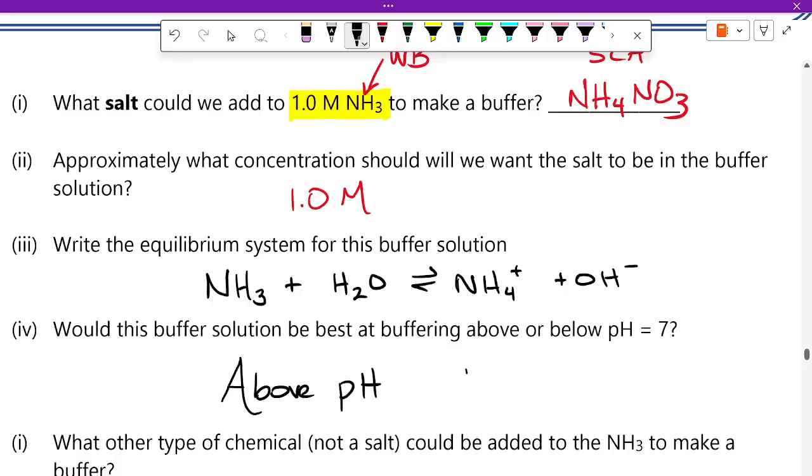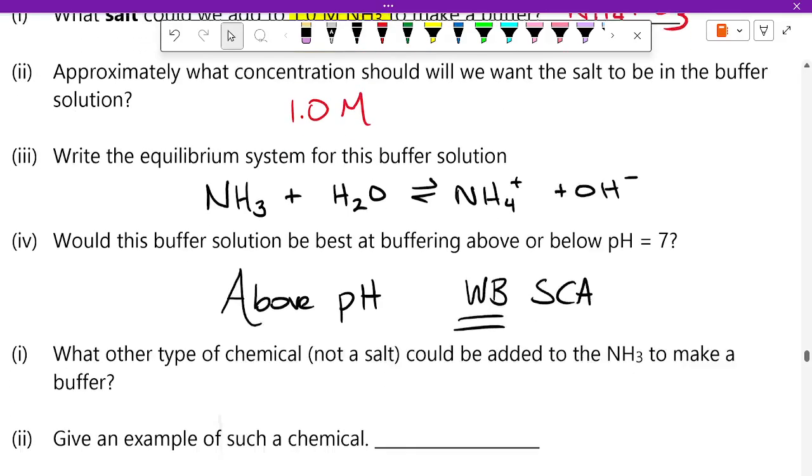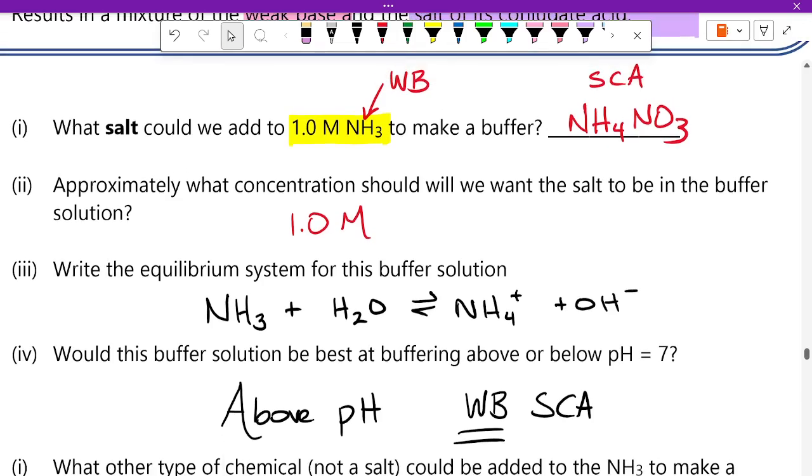Because if you start with a weak base and the salt of a conjugate acid, it's going to generally buffer better at a pH above 7. Like I said, that's not a complete rule. If we're doing calculations, we can make exceptions to that. But just as a general rule, qualitatively speaking, this is generally what happens. Why is that, though? We'll talk about that later.